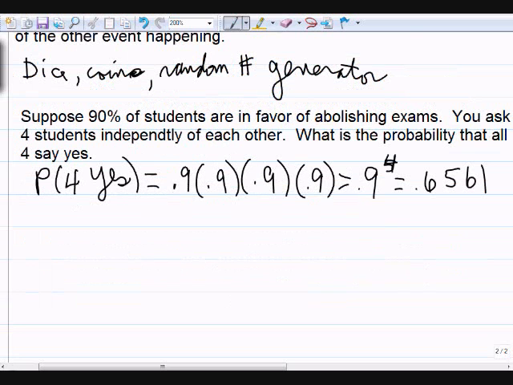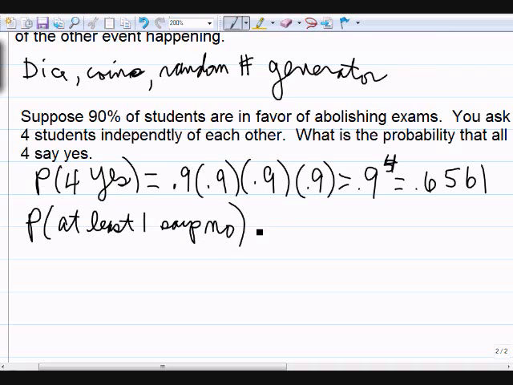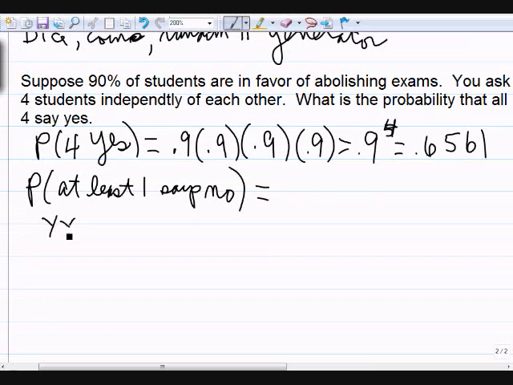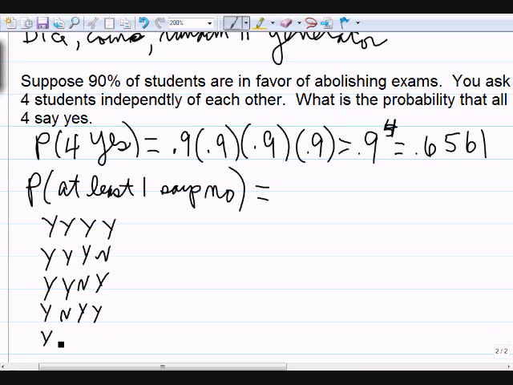Now let's do something a little harder. Let's see if we can find the probability that at least 1 says no. So let's think about this. All right, I could either have, and I'll write down the list again because you like it when I write down the list, they could all say yes. Or I could have 3 yeses and a no. Oops, no, yes, yes, yes.